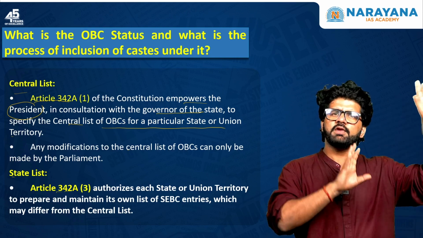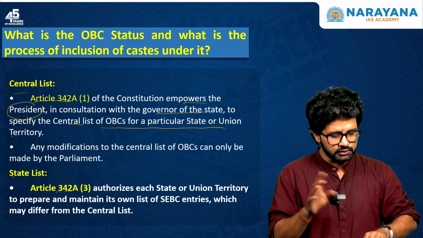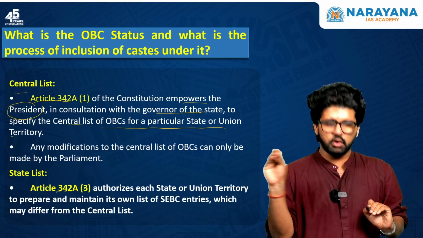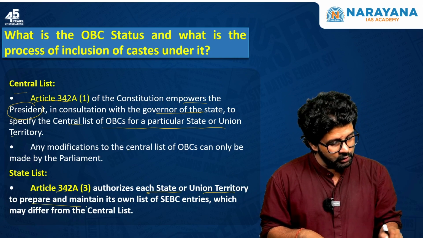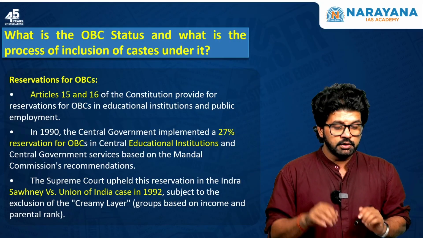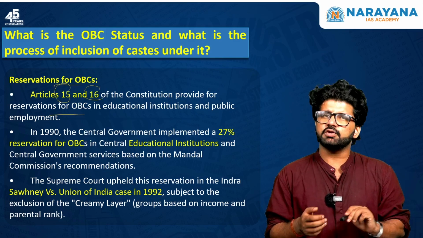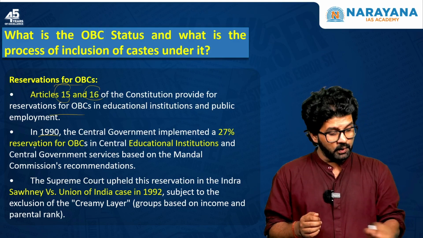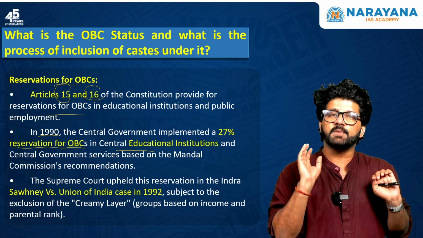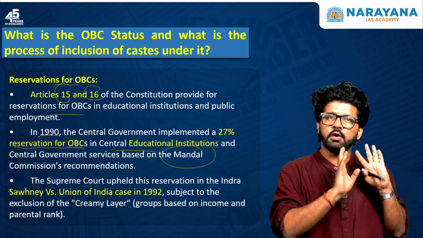It's similar. Articles 341 and 342 were talking about SC/ST, and 342A Clause 1 and Clause 3 talk about the different OBC lists, central list and state list. So 342A Clause 3 authorizes each state or union territory to prepare and maintain its own list of SEBC, which may differ from the central list. And again, reservation for OBC: if you talk about the constitutional provisions, Articles 15 and 16 provide for reservation of OBCs. In 1990, 27% reservation for OBCs in central educational institutions and central government services was introduced based on the Mandal Commission. Now, there are different commissions related to OBC. Sometimes they can even give you a chronological arrangement.